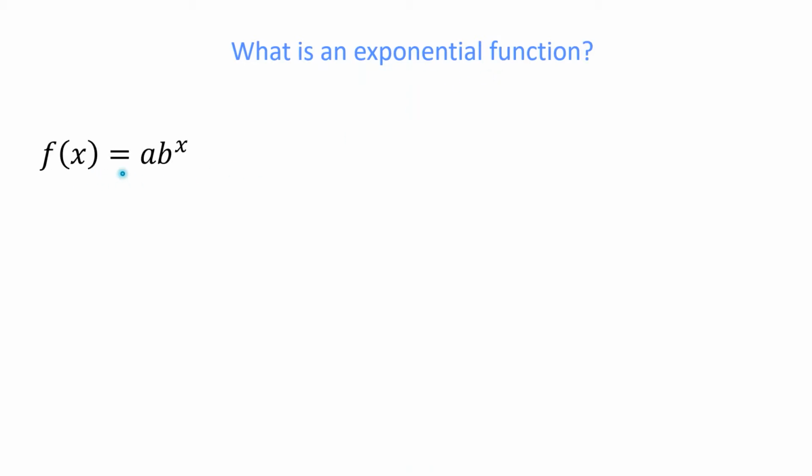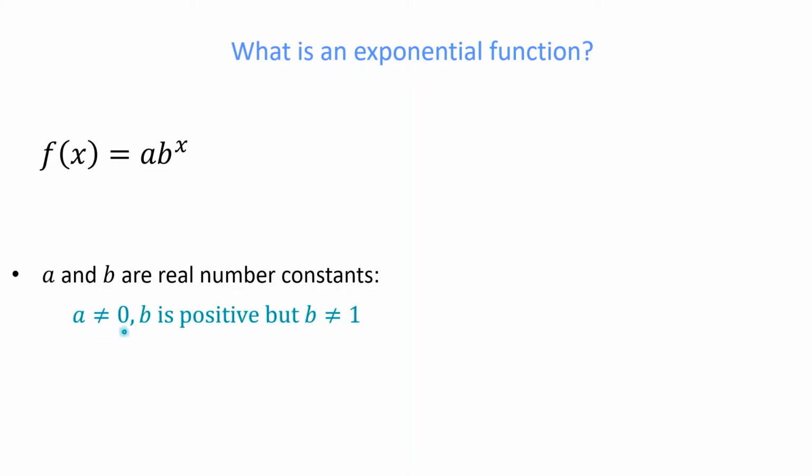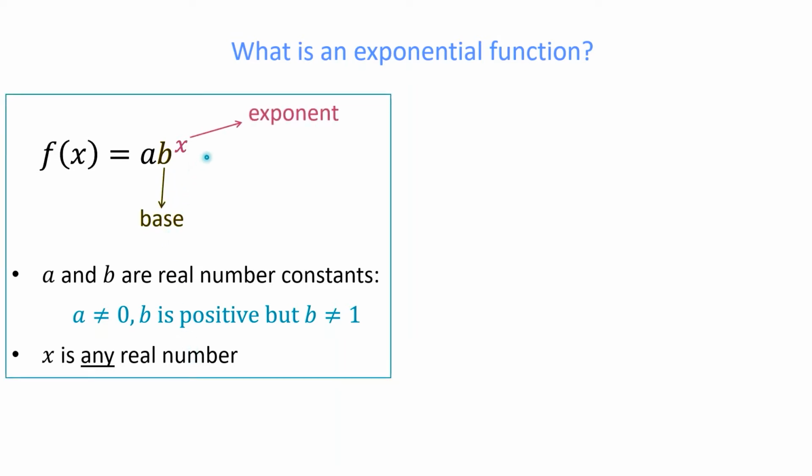f of x equals a multiplied by b to the power of x, where a and b are real number constants, and there are conditions on a and b such that a cannot equal 0, b is positive, but b cannot equal 1, and x is a variable and it can be any real number. So we have b being the base and x, which is a variable, as an exponent. So please be sure to make a note of this.